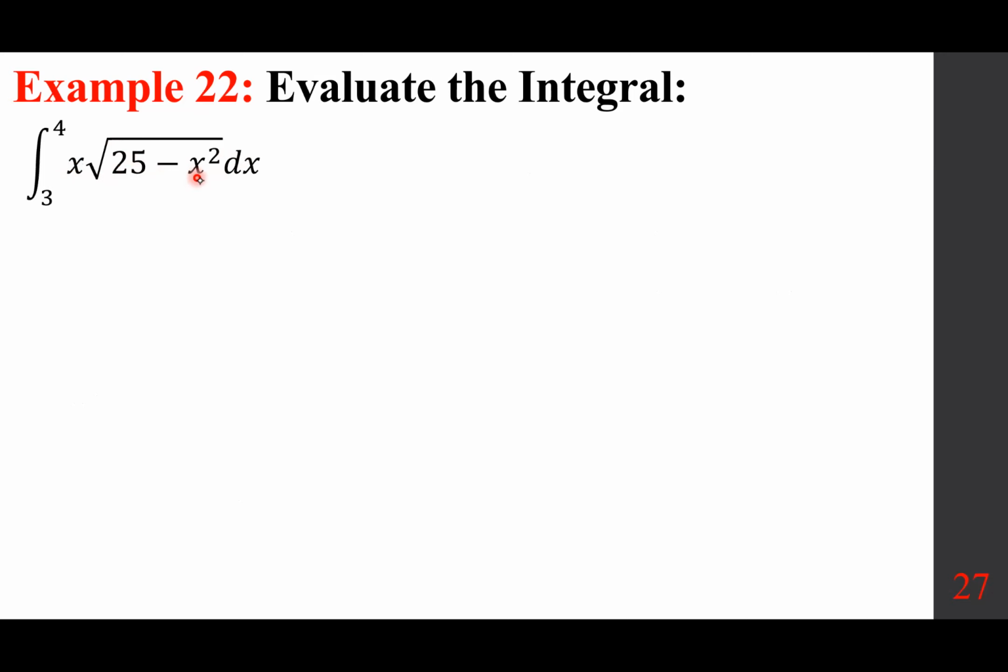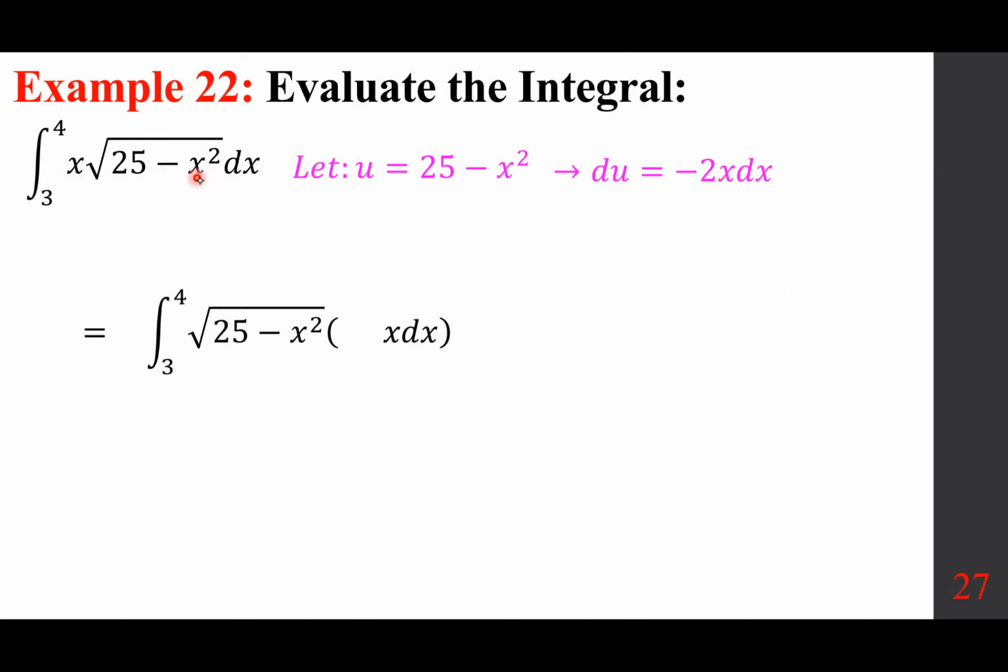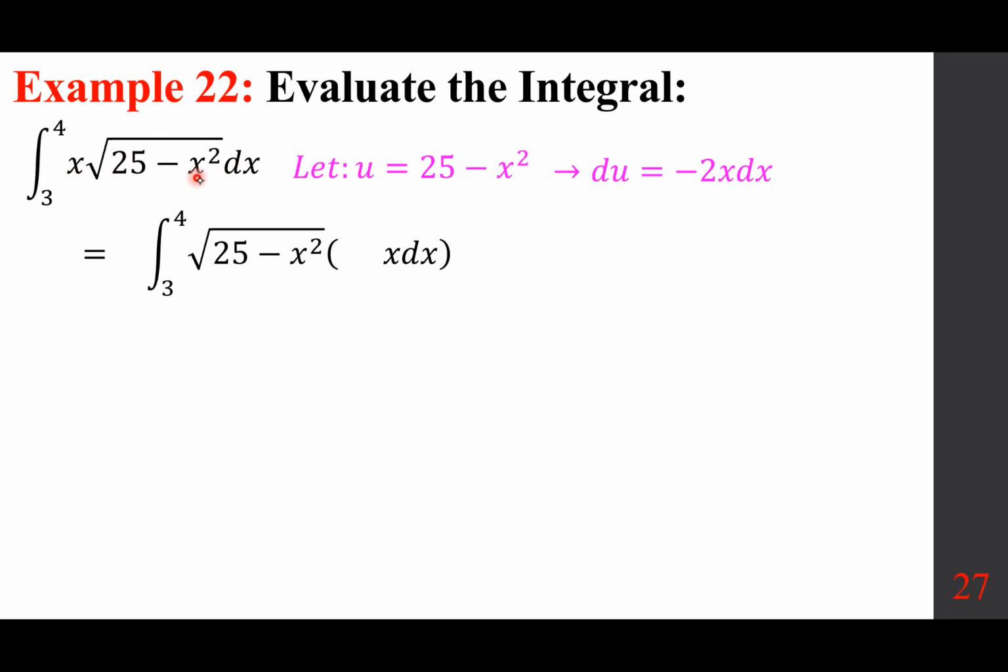25 minus x squared is a polynomial also. And so the choice of u is the more complicated one, which is 25 minus x squared. The du becomes negative 2x dx. And I hope you remember how we deal with this. The easy way, as far as I'm concerned, and I hope you're willing to learn this, I'm going to put the x next to that.